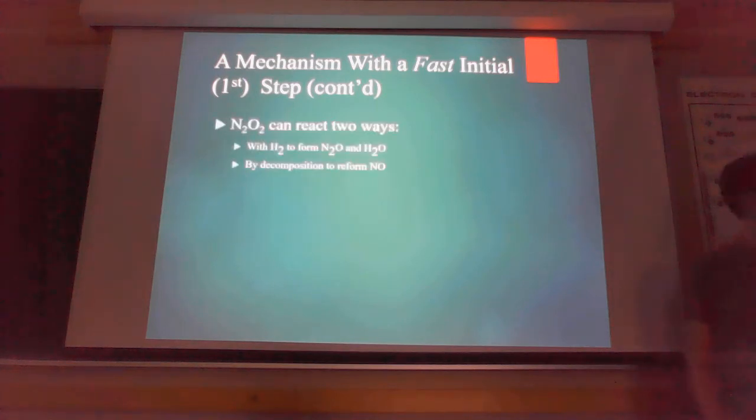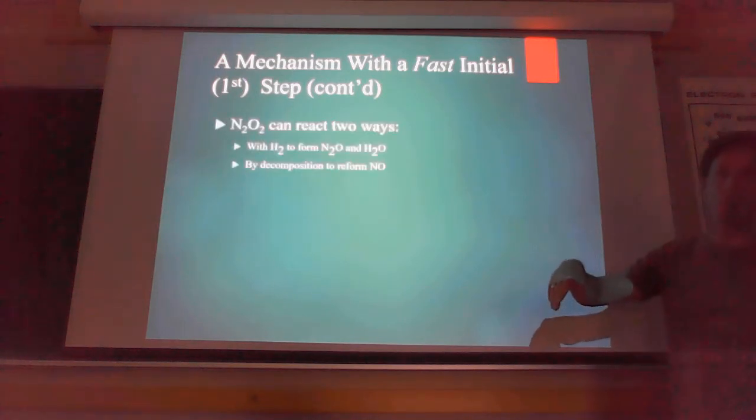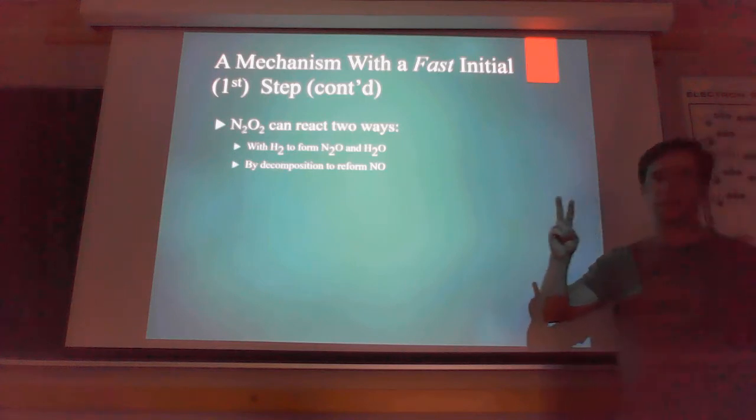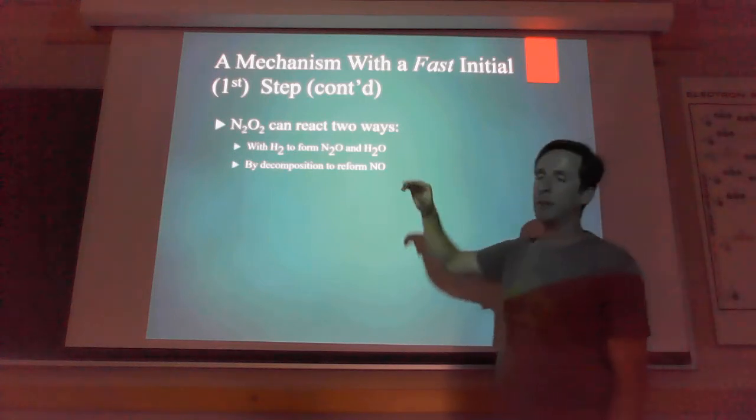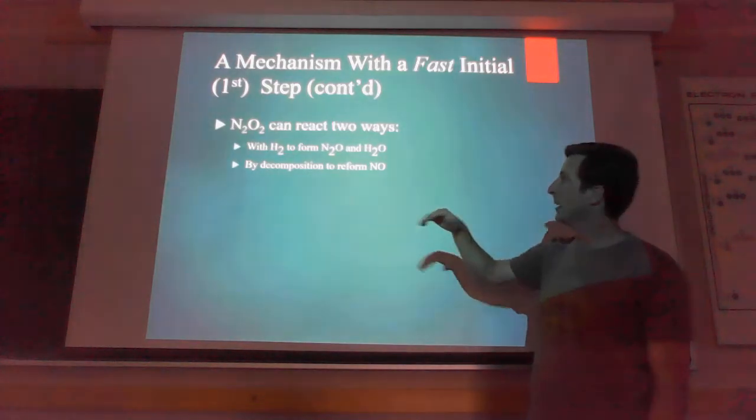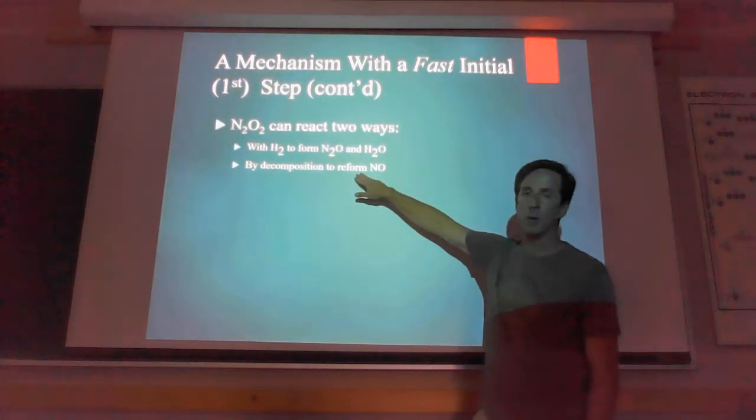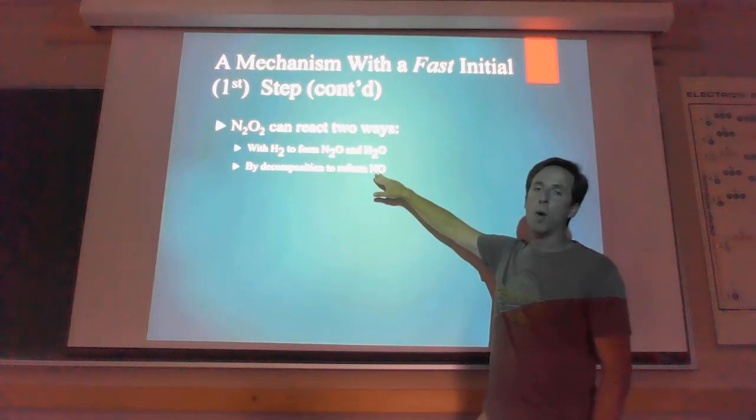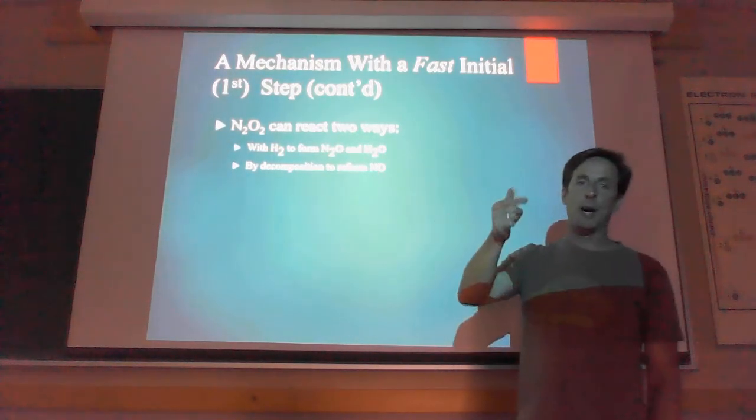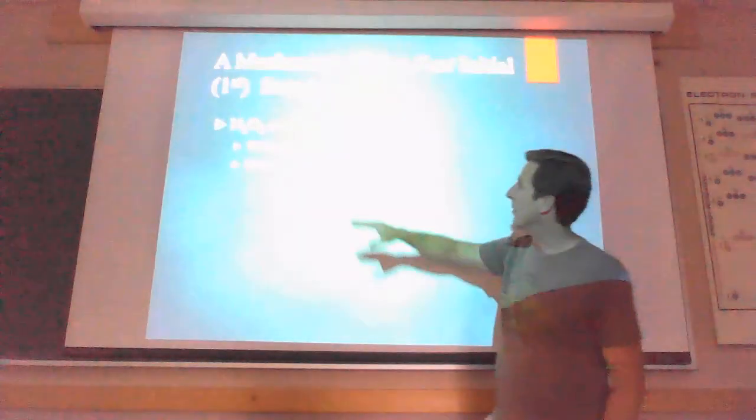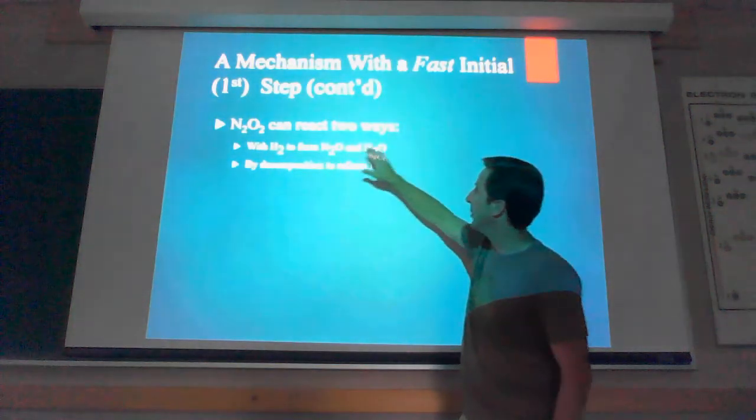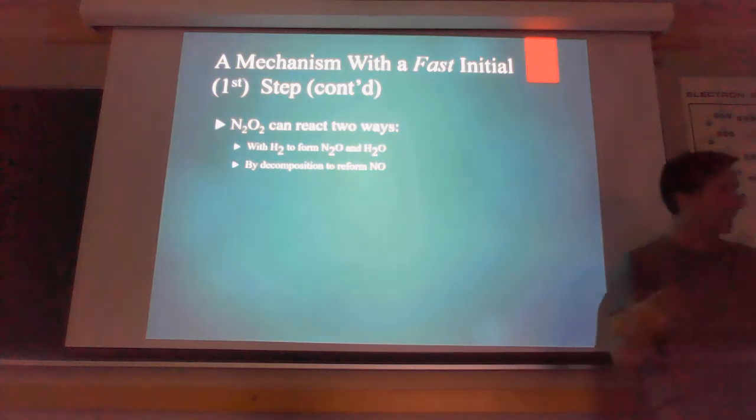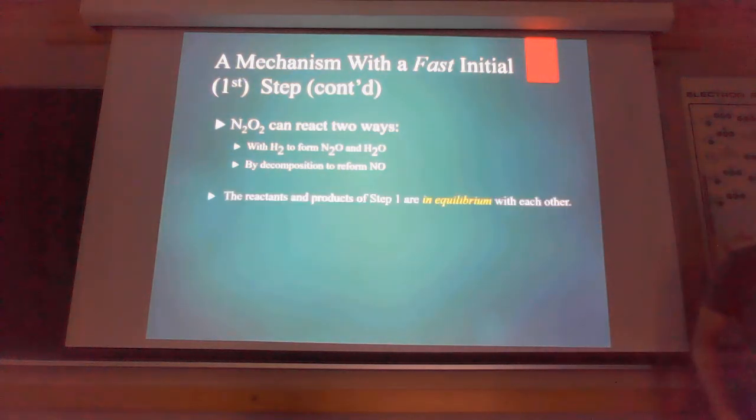All right, so in my mechanism, if you look back at the 3 steps, you would see that the N2O2 can react in 2 different ways. It can react in the first reaction. It can go back to reform NO. That's the reverse reaction of the first reaction. Or the N2O2 can go down to the second reaction and react with H2 to form N2O and H2O. Okay? Since it can react in 2 different ways, it's getting used up pretty quickly.